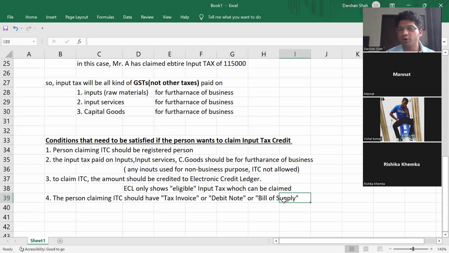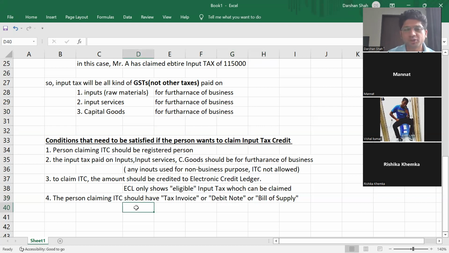So when you import something, you don't get a tax invoice, you get bill of supply. When you purchase from a trader, you get tax invoice. And when you exchange things, goods for goods, then you get a debit note. So I sold Mr. A goods worth rupees 1 lakh, and he also sold goods to me worth rupees 1 lakh. So for that, tax invoice will not be issued. For that, a debit note will be made.